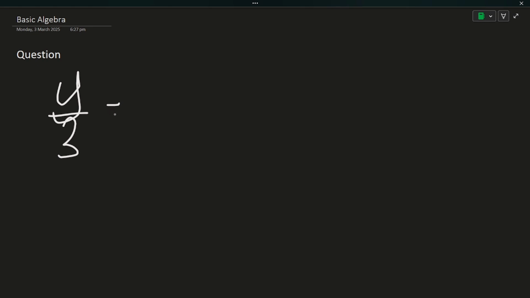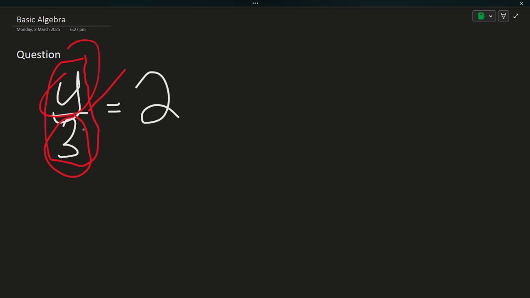Just a reminder guys, if you see fractional form, this line here is basically the dividing line. So you divide the top with the bottom numeral, so it's y divided by 3. That's basically what I wanted to explain. Now continuing on, let's say y over 3 is equal to 2.